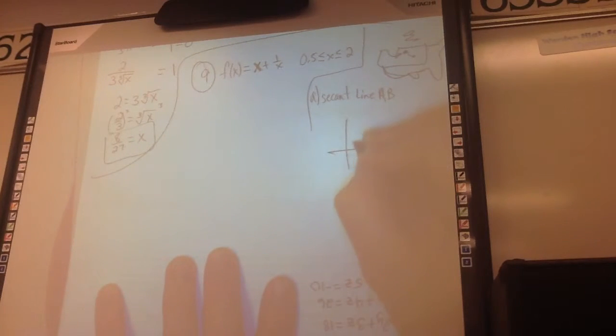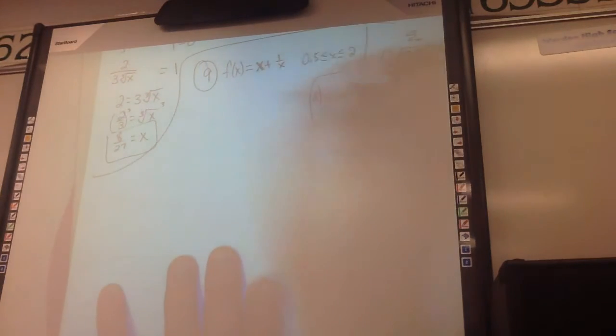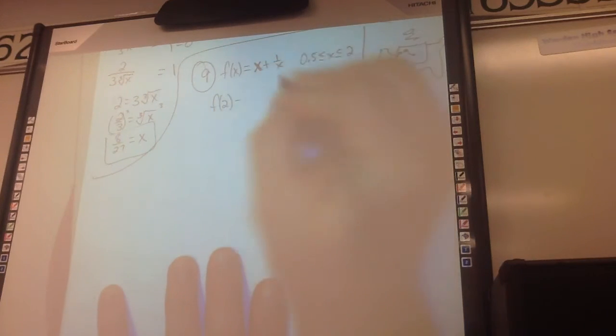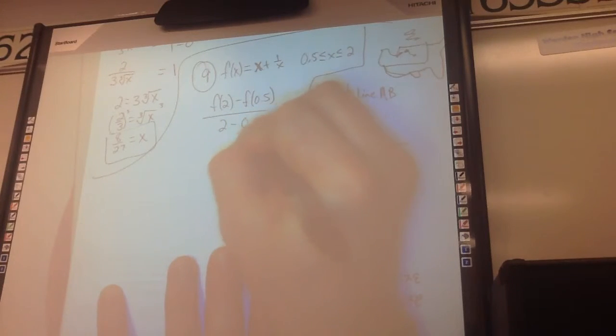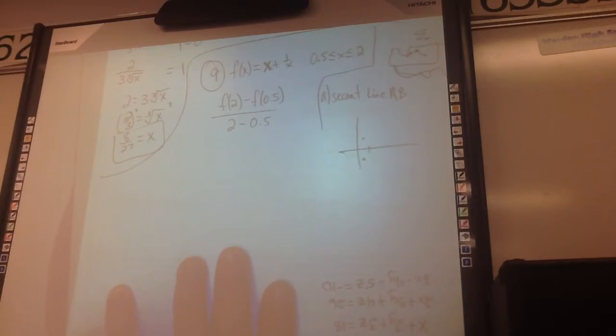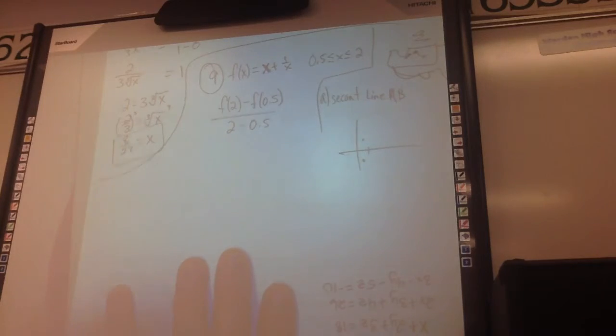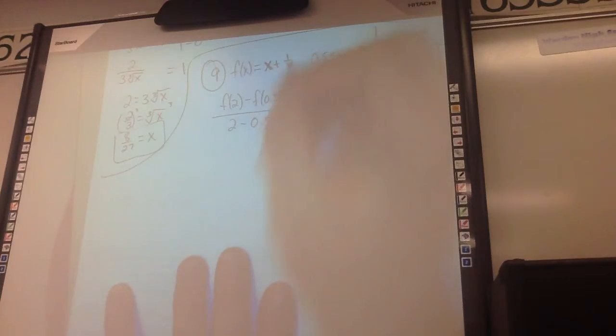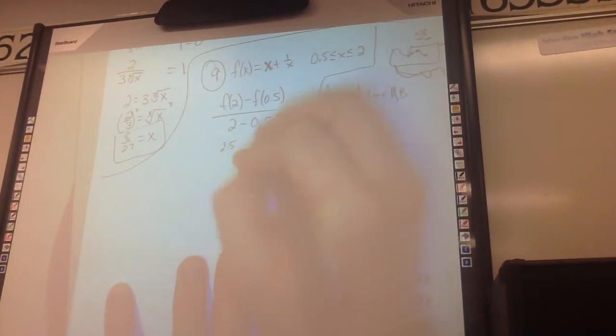You do f of 0.5, somewhere, I don't know where it's going to be. Then you do f of b minus f of a, over b minus a, which is y minus y over x minus x. That'll give you your slope. So plugging in 2, that'd be 2 plus a half, so that's 2.5.